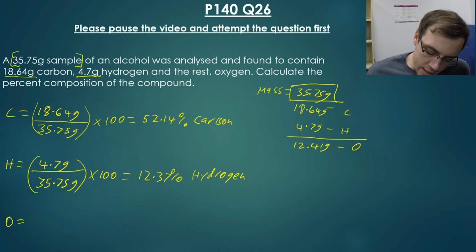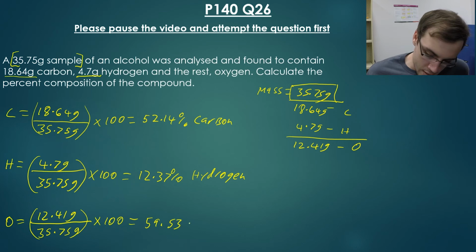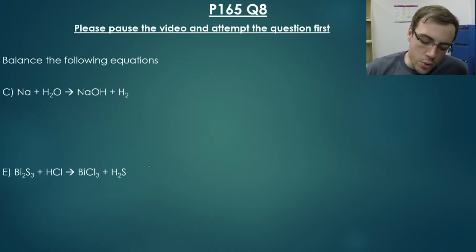And the last one, oxygen. So oxygen is 12.41 grams. So 12.41 grams divided by 35.75 grams times 100, and that's going to equal 59.53%. Okay, let us now move on to page 165, question 8.